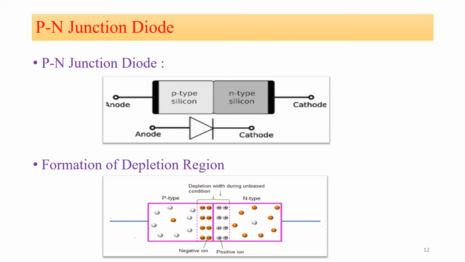As we know, in p-type semiconductor material there is a majority of holes, that is positively charged ions, and a minority of electrons, that is negatively charged ions.